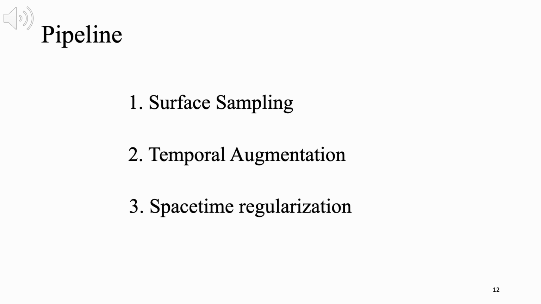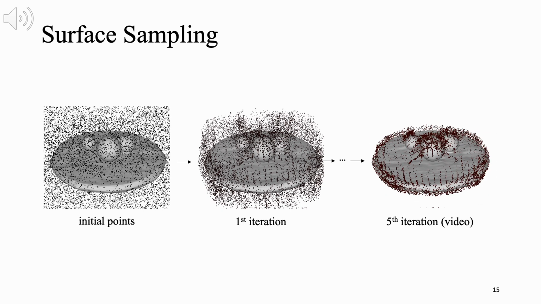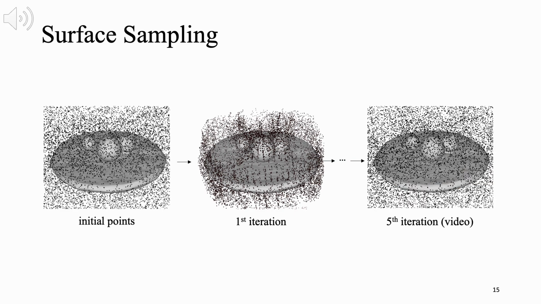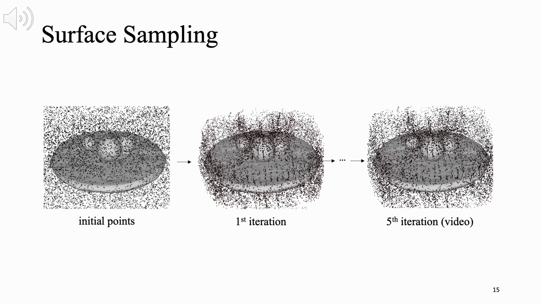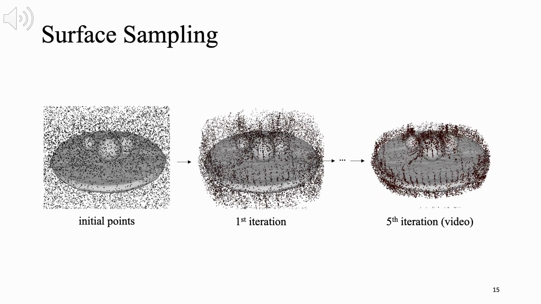Let's first go over the surface sampling. The signed distance function defines the distance to the closest surface. We use the gradient and the magnitude from the SDF to take gradient steps toward the closest surface from randomly initialized points in 4D space. We visualize the gradient steps here. Note that the samples converge to the surface of the objects after a few iterations.